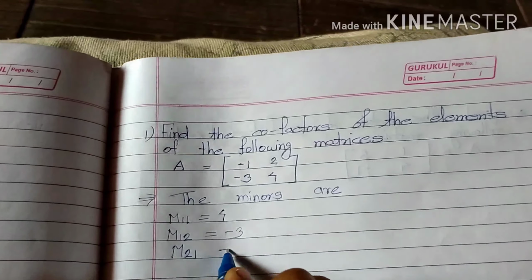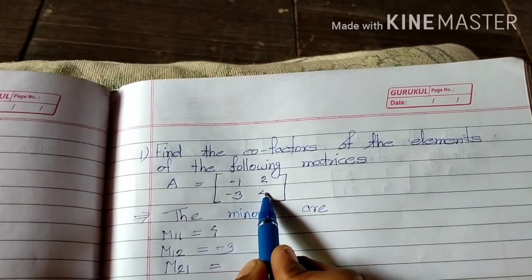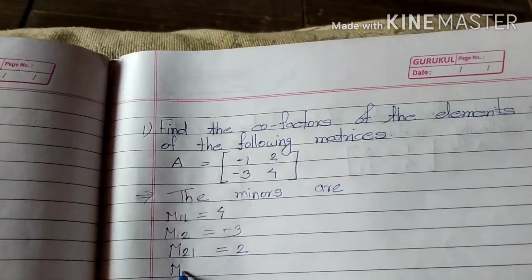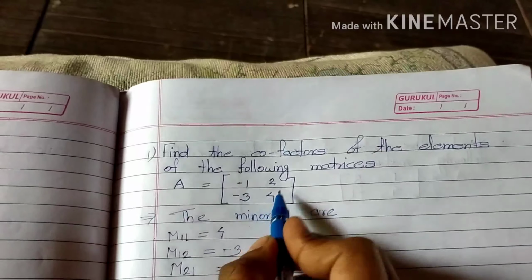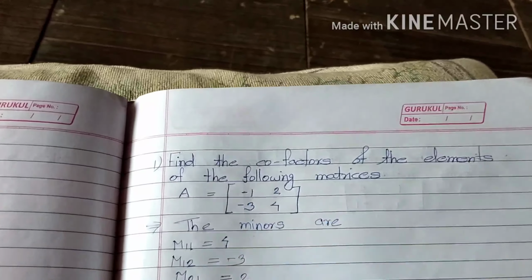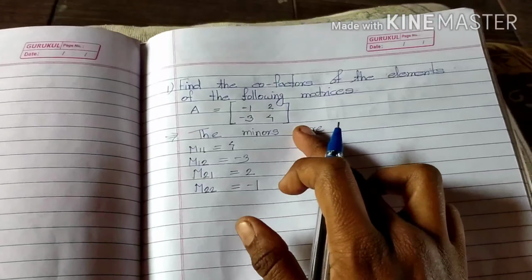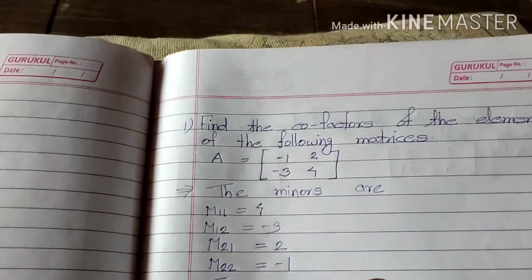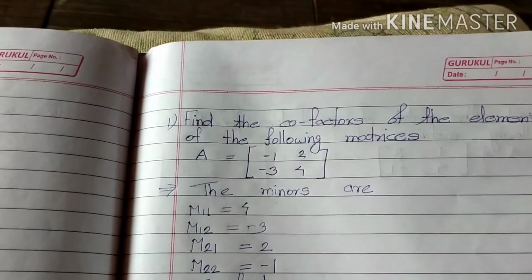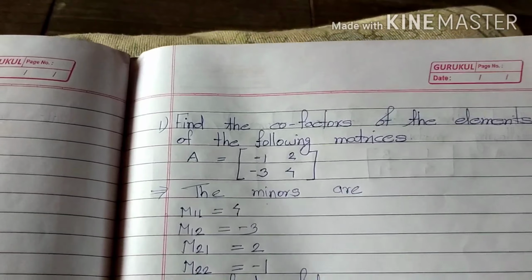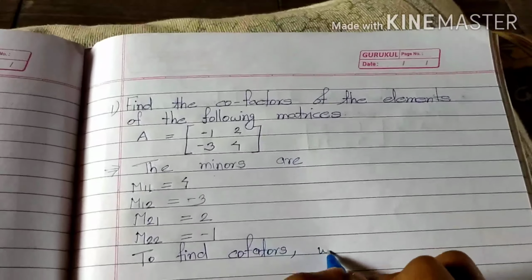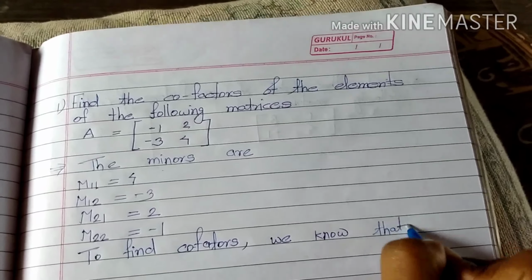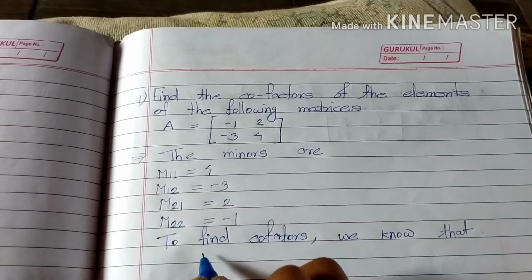Next, second row and first column. So element is 2. And last M22 means second row and second column. So element is minus 1. So these are our minors. Now we have to find cofactors. So we have the formula.